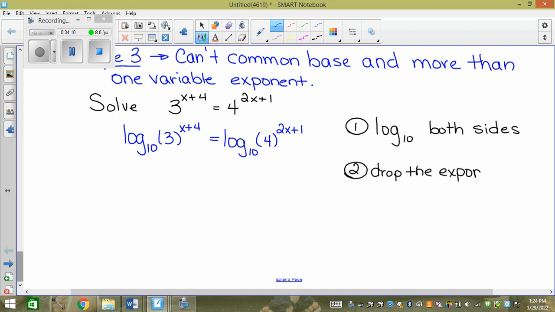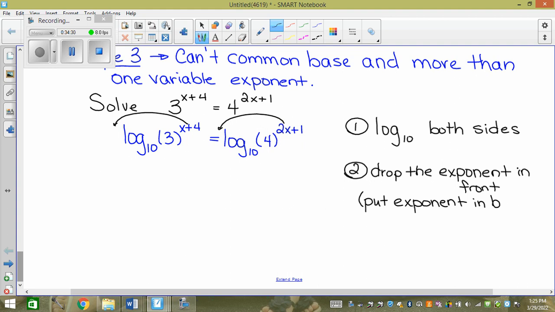That's why we had to get it into a log. Because if we didn't have it in a log, we couldn't do that. Make sure you put in brackets. So we're going to get x plus 4 log base 10 of 3 equals 2x plus 1 log base 10 of 4.